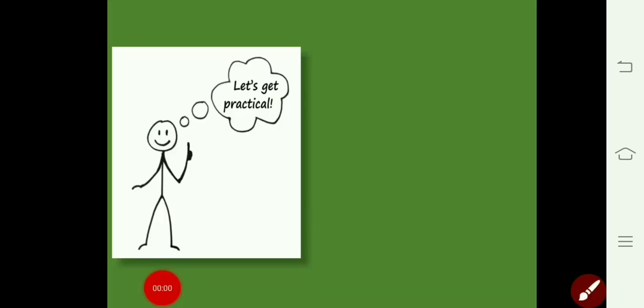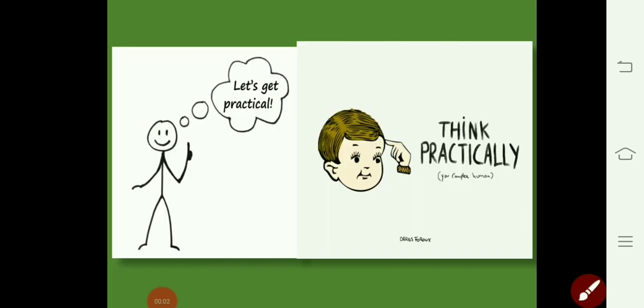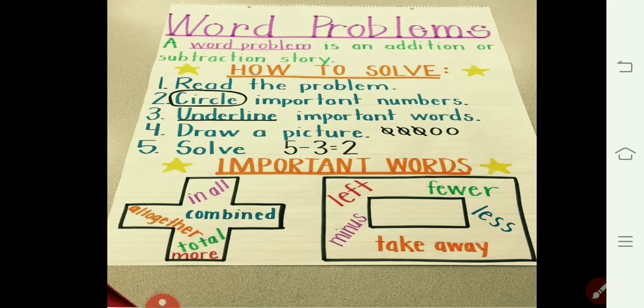And now it's time to get practical and think practically. We are going to see some examples which we can relate to our lives. But before that you have to keep some points in mind while doing word problems. As I have already told you, a word problem is an addition or subtraction story. But how to solve it? What do we have to do first?